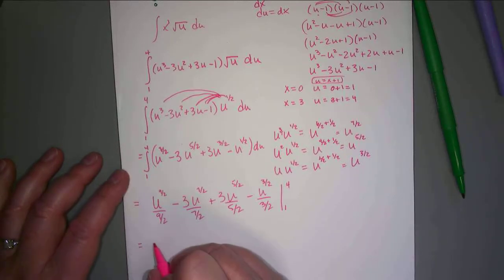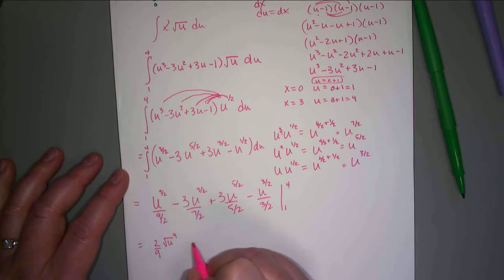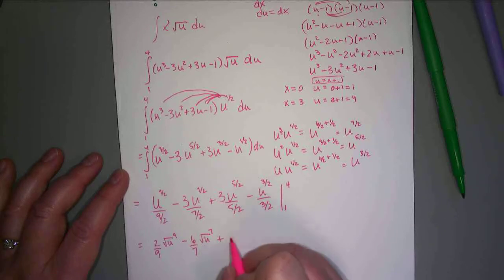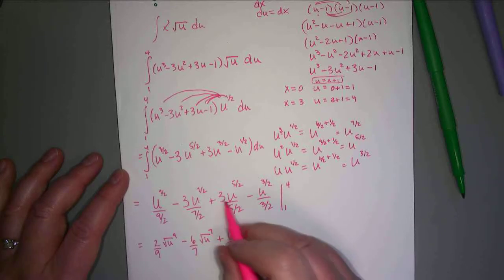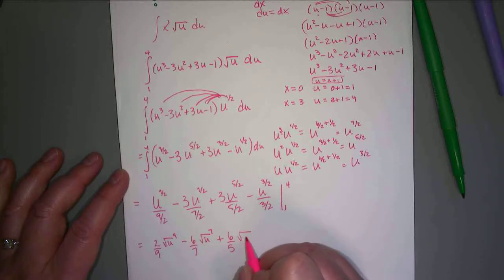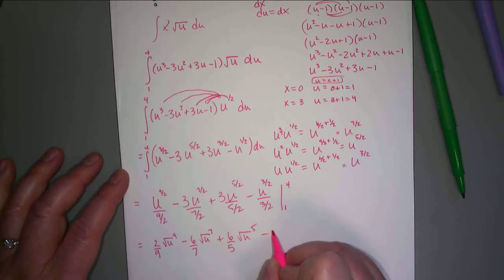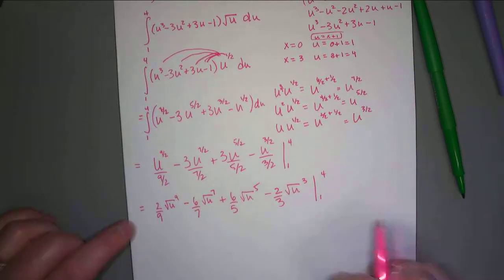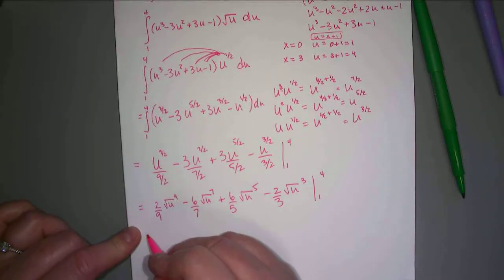So this will be 2 over 9 square root of u to the 9th power minus, flip that over, 2 times 3 is 6 over 7 square root of u to the 7. Flip that over, 6 over 5, 2 times 3 is 6 square root of u to the 5 minus 2 over 3 square root of u to the 3. And you didn't need to write them as square roots, but I can see that they'll work out.